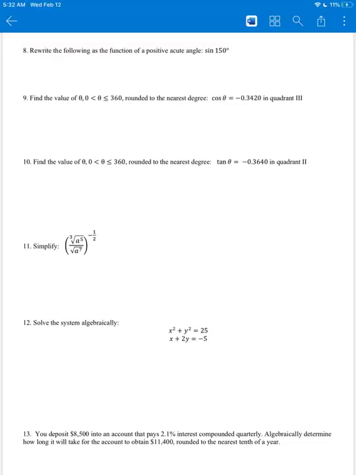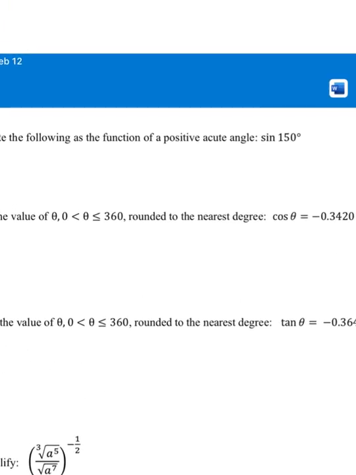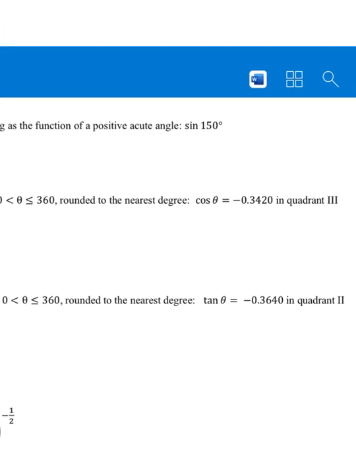For number 8, it's the same question, but now we're talking about the sine of 150. So 150, that's in quadrant 2, right? It's 30 degrees away from the x-axis, which would be at 180. So the sine of 150 is the same thing as the sine of 30, and then the sine of 150 should be positive because sine is positive in quadrant 2. Sine of 30 is also going to be positive because that's in quadrant 1. So you do not have a negative in front of this answer.